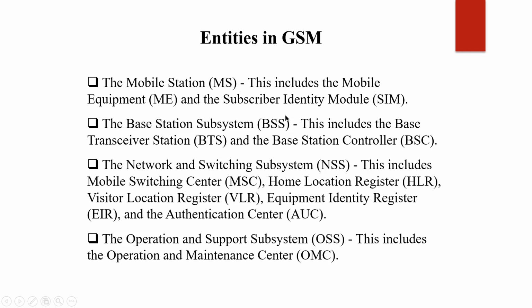Then the base station subsystem, which consists of a BTS and BSC. The network switching subsystem consists of an MSC, HLR, VLR, EIR and authentication center. As I told you, MSC is the mobile switching center, which is responsible for maintaining the calls between a number of stations. The home location register stores the various databases. The visitor location register stores the dynamic addresses. If your mobile station moves from one location to another, it will update dynamically.